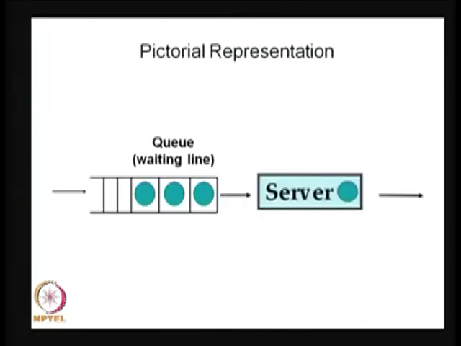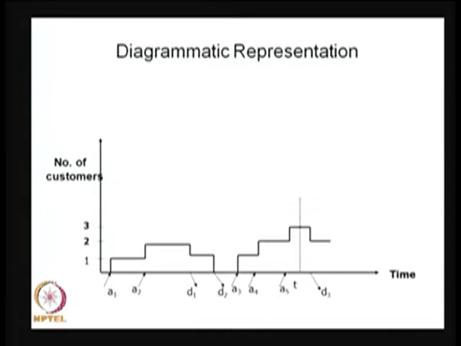We can represent the queuing system in a pictorial form. Some customers are coming into the system and waiting for their service. Once the service is over, then they depart from the system. So, this is the way one can visualize the queuing system in a pictorial form. This is a diagrammatic representation, where the x axis is the time and the y axis is the number of customers in the system.